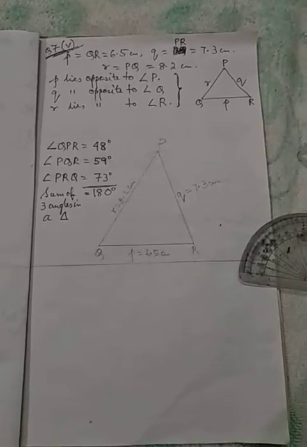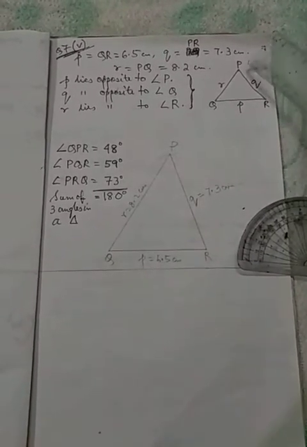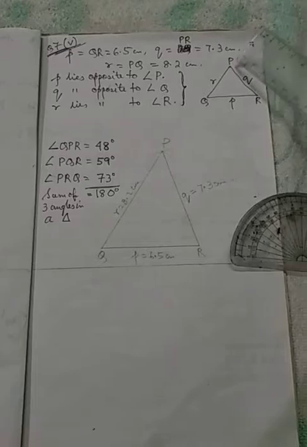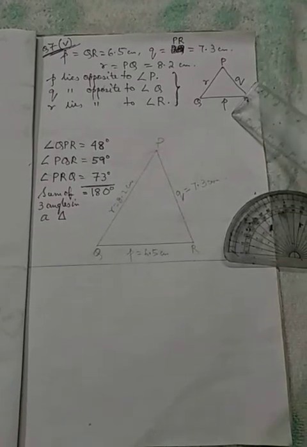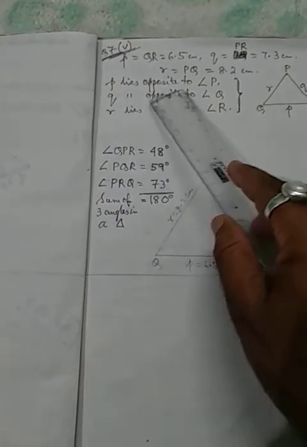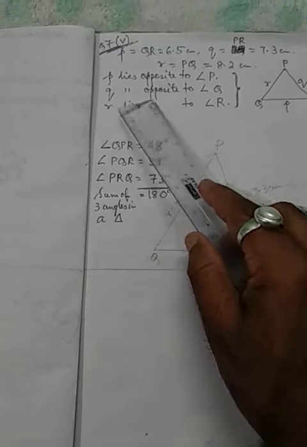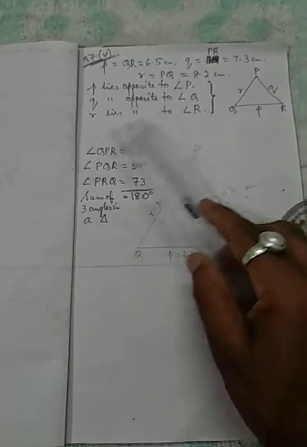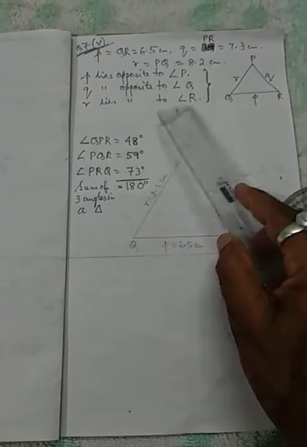So I repeat once more. In the same way, if it is a triangle, let's say capital A, as we have discussed before, opposite capital A you will find the small letter a. So that is what I have written here. You see, p lies opposite to angle P, q lies opposite to angle Q, and r lies opposite to angle R.